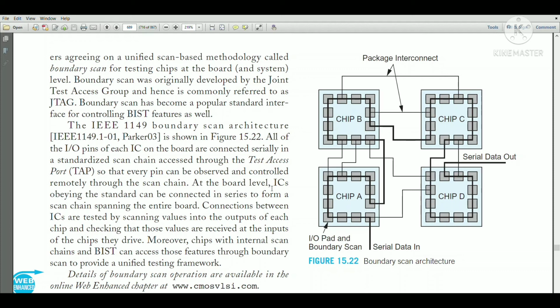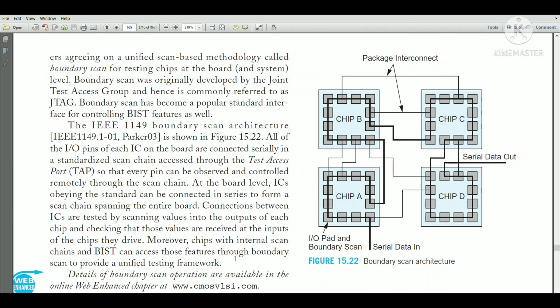At the board level, ICs obeying the standard can be connected in series to form a scan chain spanning the entire board. The connections between ICs are tested by scanning values into the outputs of each chip and checking that those values are received at the inputs of the chips they drive. Moreover, chips with internal scan chains and BIST can access those features through boundary scan to provide a unified testing framework.